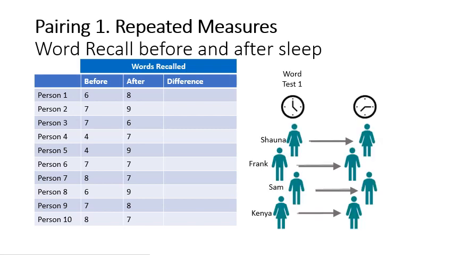We have Shauna, Frank, Sam, and Kenya, and each one took a word test. Then each of them got some sleep, and then the same group of individuals took another word test. And so same individuals, two data points, and this is why these are pairs. Each person is compared with him or herself.